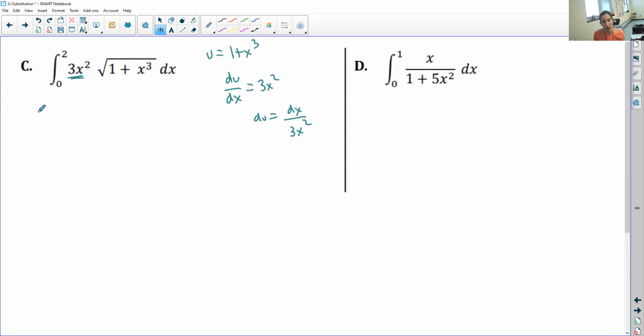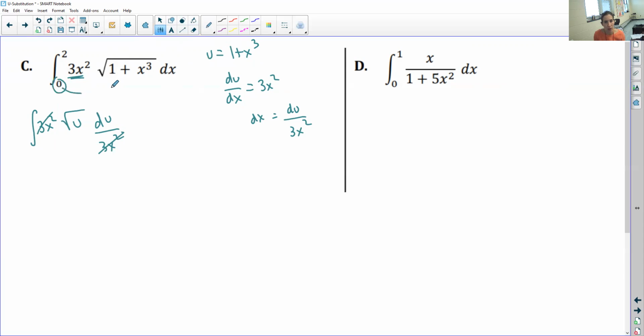All right, so now we're going to take the integral of, I'm going to write the 3x squared here, but if you can just see that it's going to cancel anyway, then you don't have to write it. And then this becomes the square root of u, and then dx equals, oh, I did that wrong. Sorry, I had them flipped. So dx equals du over 3x squared. So this is du over 3x squared, and they cancel. So now let's find our new bounds.